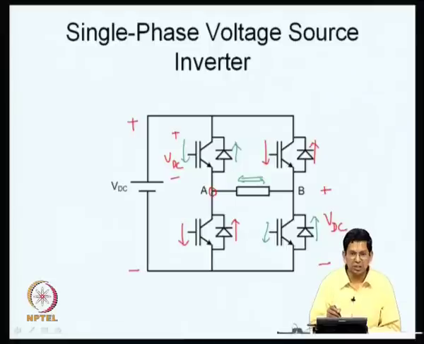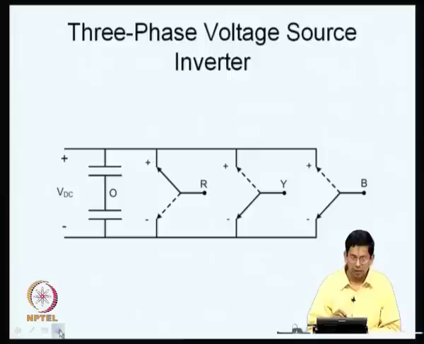You remember this is a single pole double throw switch, this is what the top and the bottom devices together are called, one leg of the inverter. One leg of the inverter is a single pole double throw switch. We have realized a single pole double throw switch as two transistors which are switched in a complementary fashion. If the top switch is on, the bottom is off and vice versa, right. So, this is a single phase voltage source inverter now.